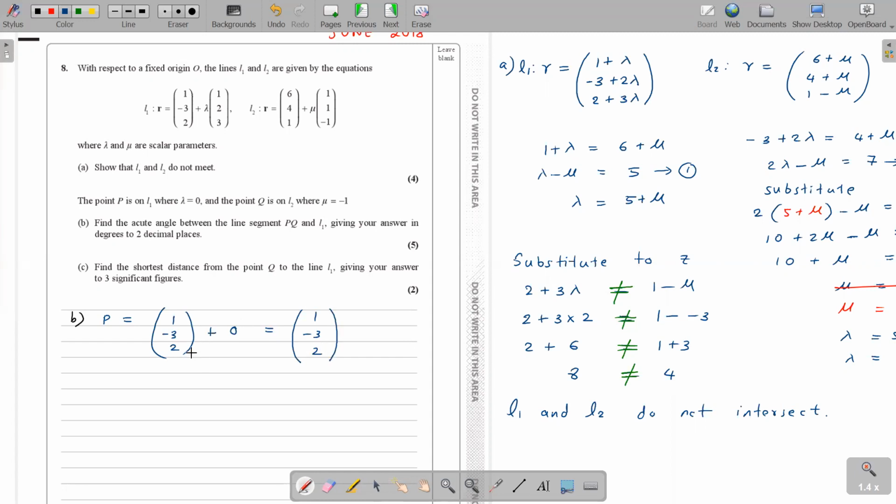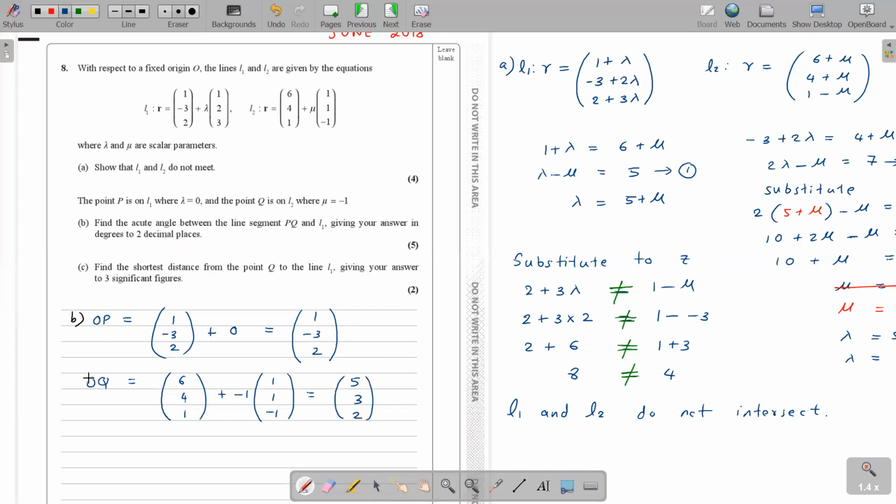And point Q is on line 2 where mu is minus 1. So point Q is 6, 4, 1 plus mu, which is minus 1 times 1, 1 minus 1. So when you add this, 6 minus 1 is 5. Here 4 times minus 1 times 1, so 4 minus 1, that's 3. And 1 minus 1 is plus 1, 1 plus 1, that's 2. So this is the P coordinate and the Q coordinate.